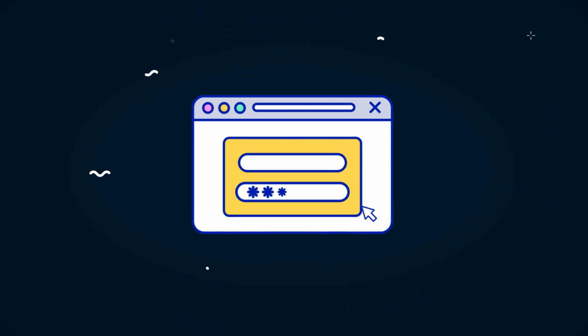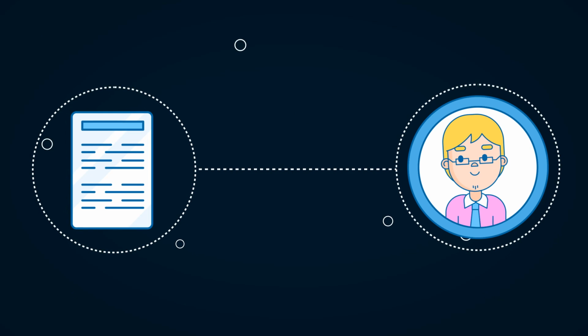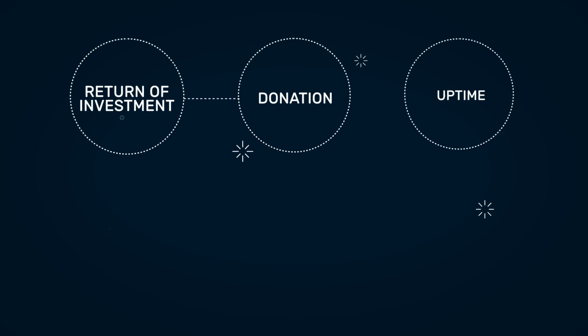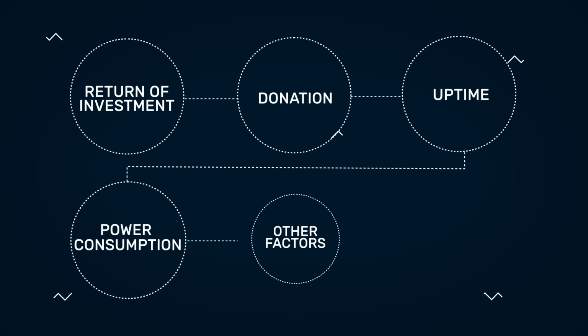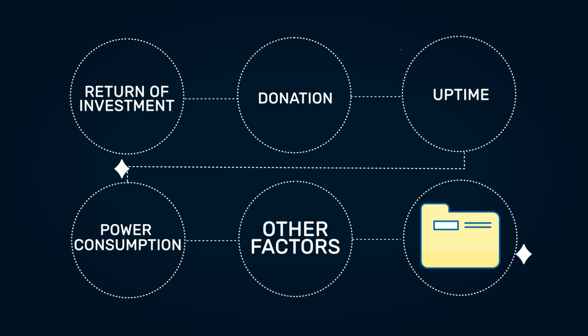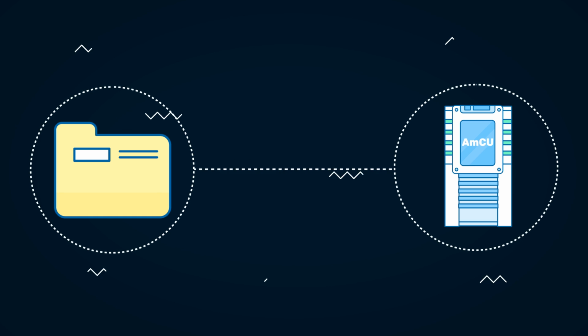When the device is authenticated on the network, a user can set an earning coefficient and receive tasks from the network by using the coefficient. This earning coefficient is calculated based on the return of investment, donation, uptime, power consumption, and other factors. Once a task is completed, the solution will be sent to the AMMUT network.